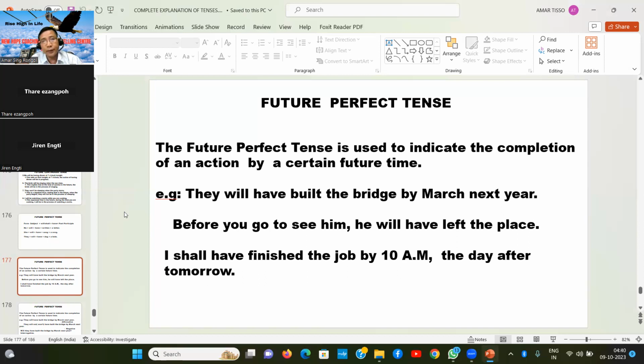That is the meaning of this. Okay, they will have built the bridge by March next year. Then, before you go to see him, he will have left the place. Before you go to see him, he will have left the place.